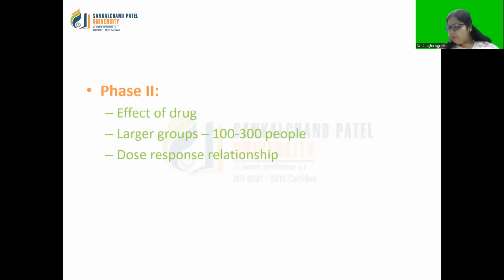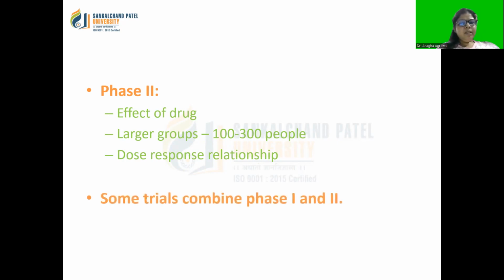Now phase 2, where once the effect of the drug has been already seen and some amount of dose you've already learned about, there will be effect of the drug on a larger population, that is 100 to 300 people, and dose response relationship is assessed. Some trials combine phase 1, 2, and 3.